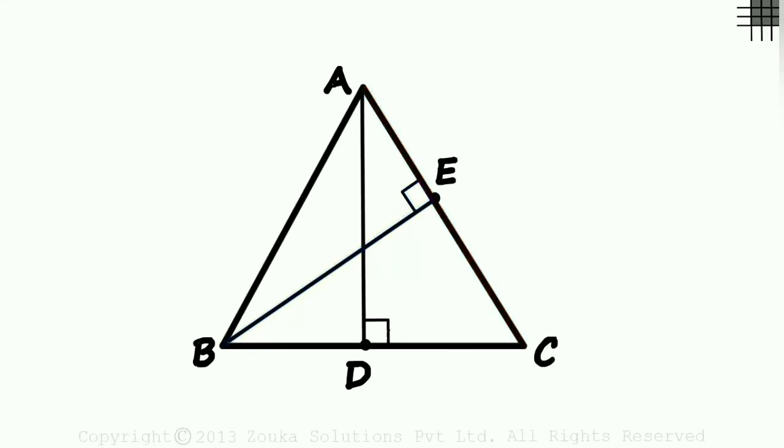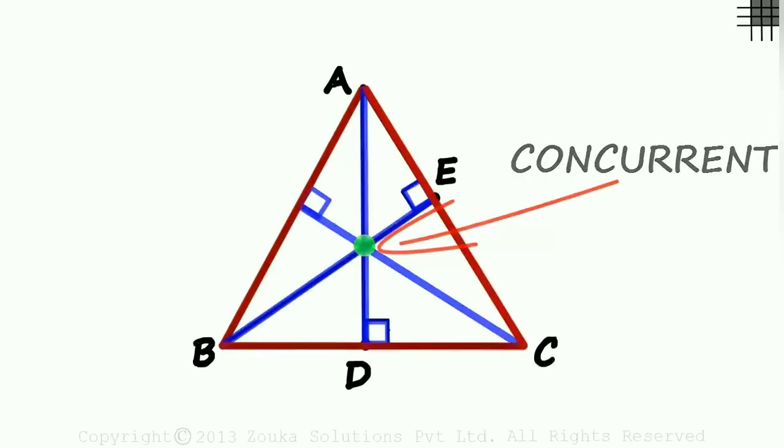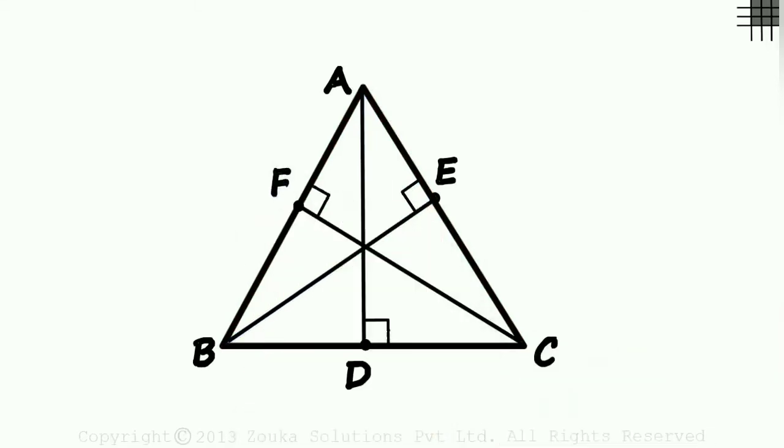Similarly, let segment BE be the altitude from point B to segment AC. Now, if the altitude from point C to segment AB passes through this point, we can say that the altitudes of a triangle are concurrent. Let CF be the altitude to segment AB, and we can see that it passes through the point of intersection of AD and BE. All the altitudes of the triangle pass through one single point. Let's name that point O.